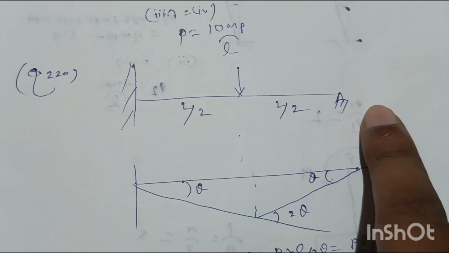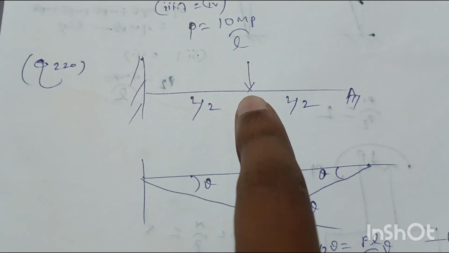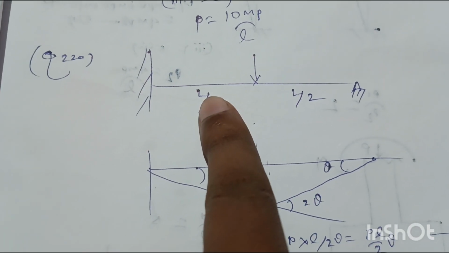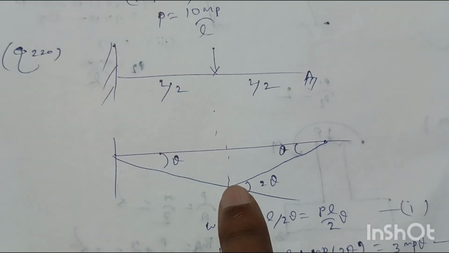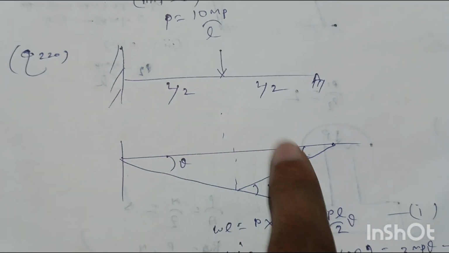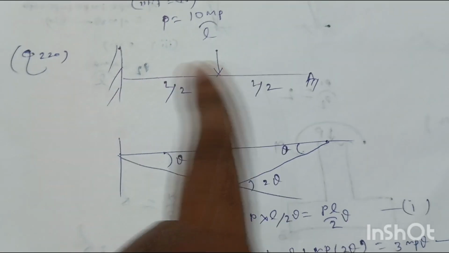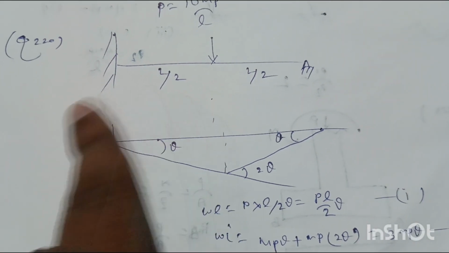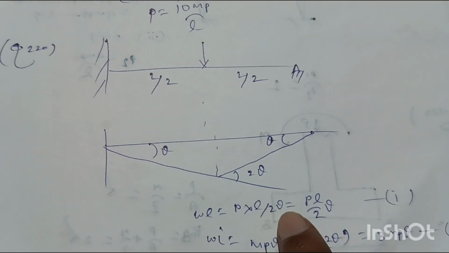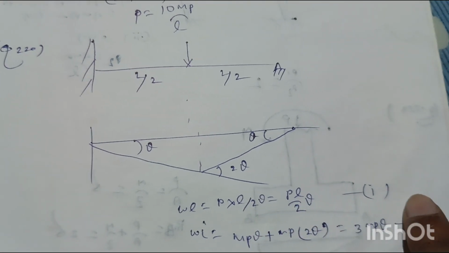This is the propped cantilever beam. The load acts at the midpoint, so this length is L by 2, this length is L by 2. The collapse diagram will be like this by beam mechanism. This angle is theta, this angle is also theta. Lengths are equal, so external work done will be equal to load into deflection. So P into L by 2 into theta, PL by 2 into theta, that is equation number 1.